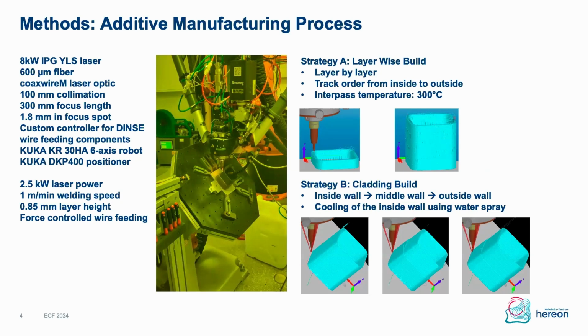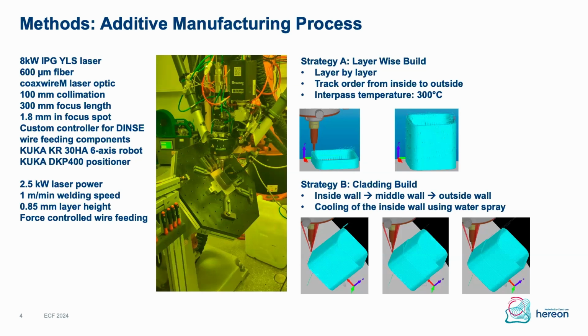Here we chose the track order from the inside to the outside, and the idea is that the sequential addition of material will place the innermost layers under compressive stresses, which is the media-facing side. To prevent heat build-up, we adhere to an interpass temperature of 300 degrees Celsius, except for the deposition of the innermost layer, where we skip this interpass temperature to achieve reduced cooling rates and increased austenite formation.